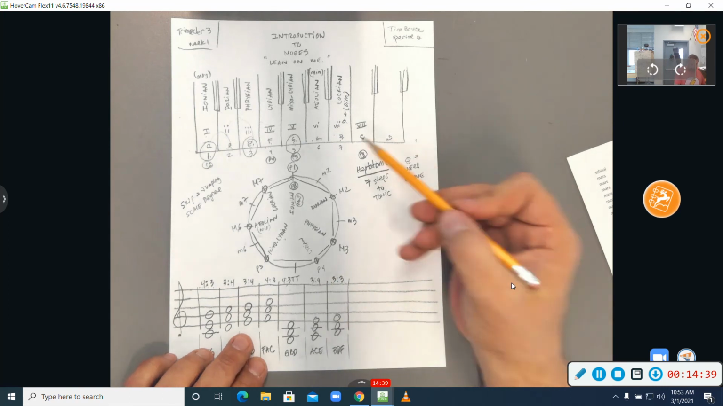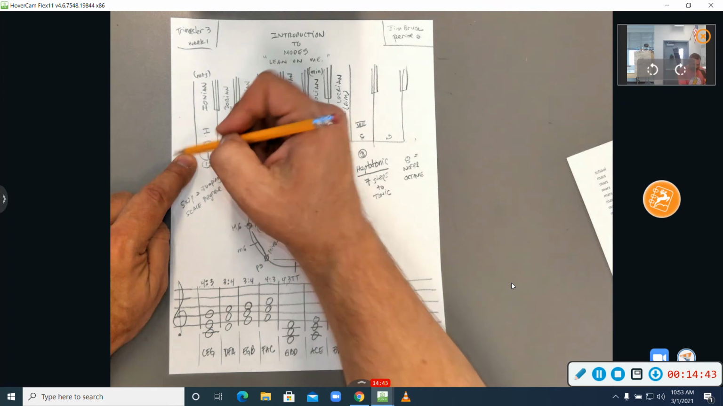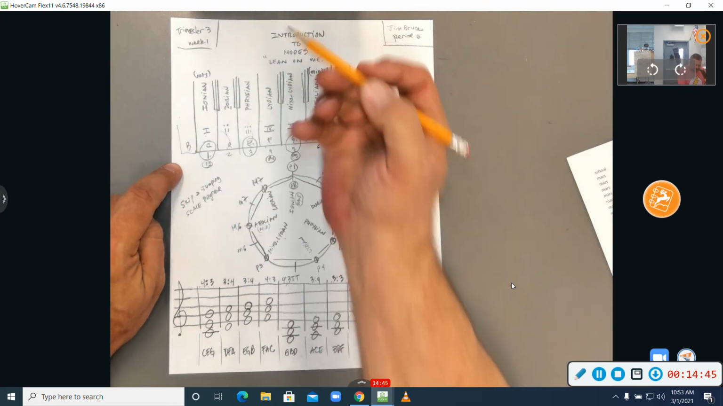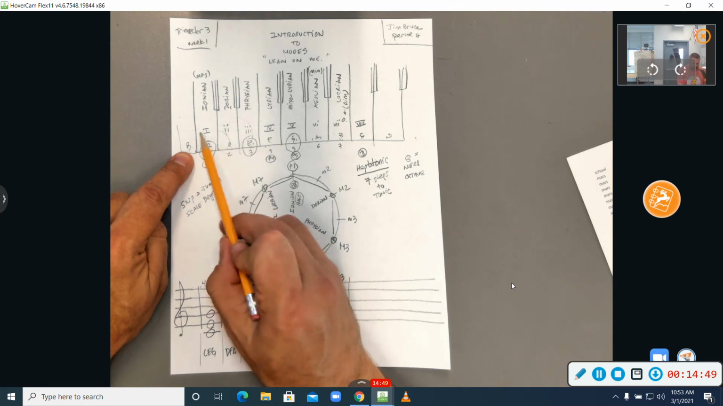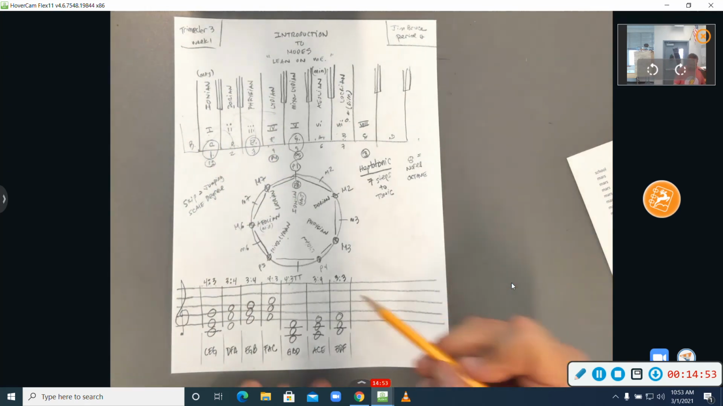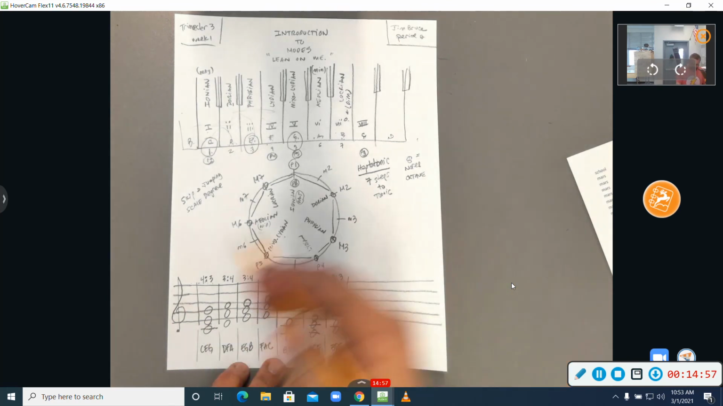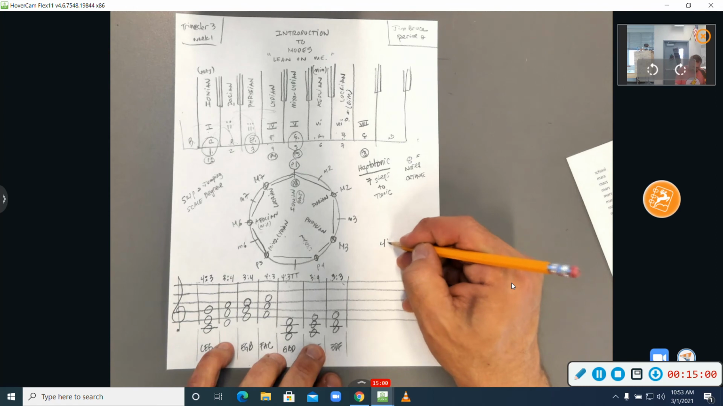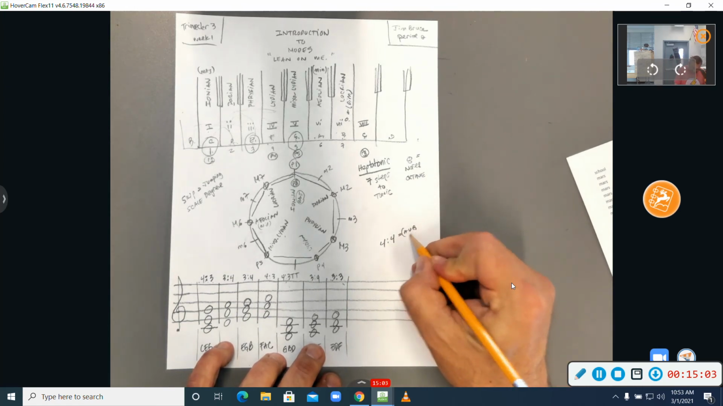So when we ultimately come to B and we want to come back to B again, if I were to draw B here, when I go from B to D, it's only 3 half steps. When I go from D to F, it's only 3 half steps. And that is what is referred to as something that is diminished. If the pattern that I use is 4 half steps and 4 half steps, that is what is called augmented.